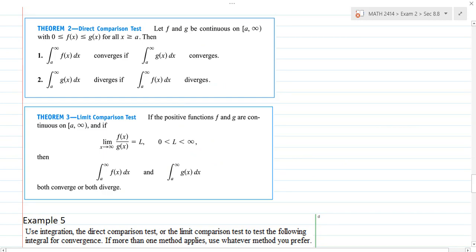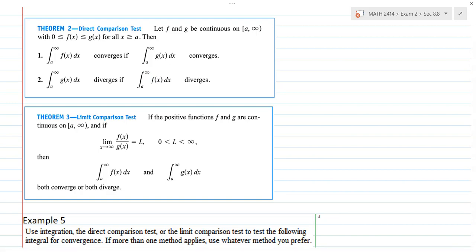It's something called the direct comparison test. This says if f and g are continuous on an integral from a to infinity, where f of x is positive and less than or equal to g of x for all x's that are greater than or equal to some number, then the integral from a to infinity of f of x dx converges if the bigger function converges. And the integral of g of x diverges if the smaller function diverges. So I think using bigger and smaller is the easiest way of doing this.